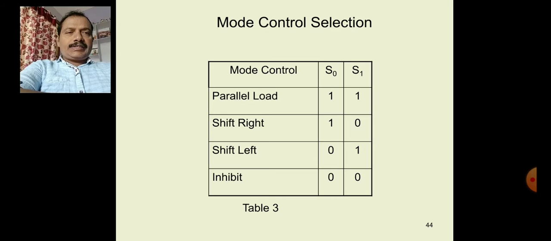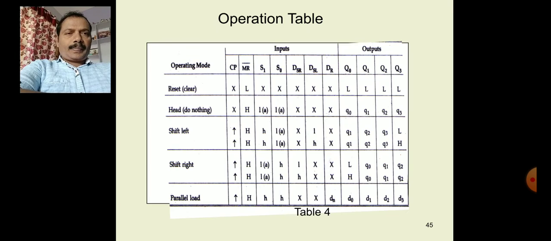So let us consider this mode selection. For 1 1, it is the parallel load. The data is loaded into the shift register in parallel. For 1 0, it is the shift right operation. For 0 1, it is the shift left. For 0 0, it is the inhibit operation. So this is the truth table of the universal shift register.